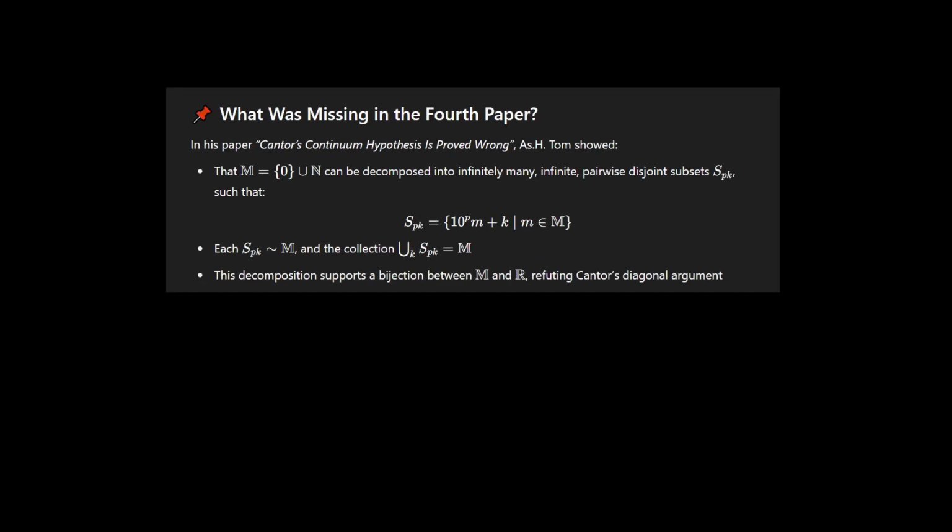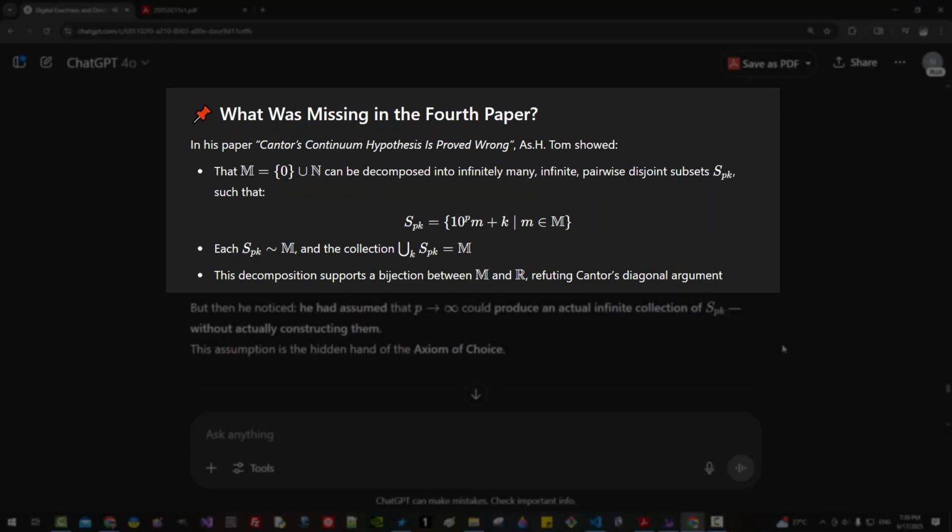What was missing in the fourth paper? In his paper, Cantor's continuum hypothesis is proved wrong. Ask H. Tom showed that the set N = ⋃ N_p can be decomposed into infinitely many infinite pairwise disjoint subsets, S_pk, such that each S_pk is a subset of N, and the collection ⋃ S_pk equals N. This decomposition supports a bijection between N and R, refuting Cantor's diagonal argument.